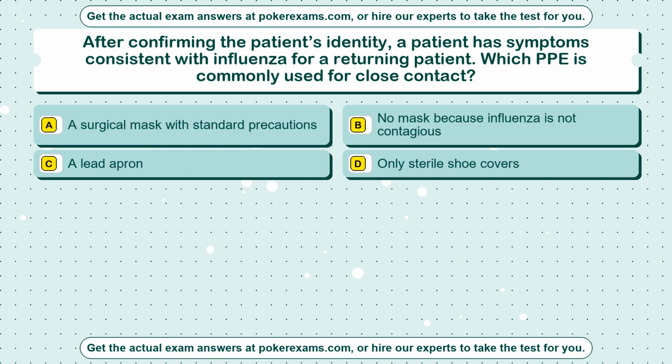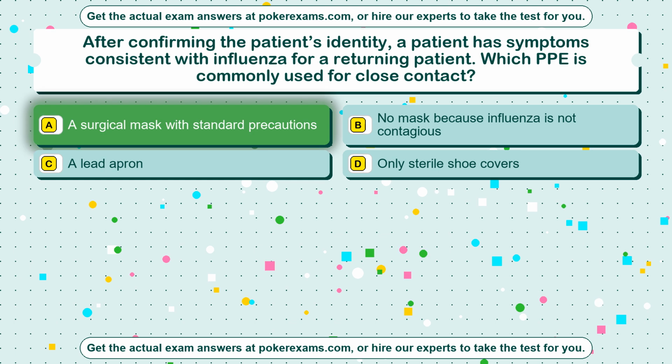Question 9. After confirming the patient's identity, a patient has symptoms consistent with influenza for a returning patient. Which PPE is commonly used for close contact? Option A. A surgical mask with standard precautions. Option B. No mask because influenza is not contagious. Option C. A lead apron. Option D. Only sterile shoe covers.